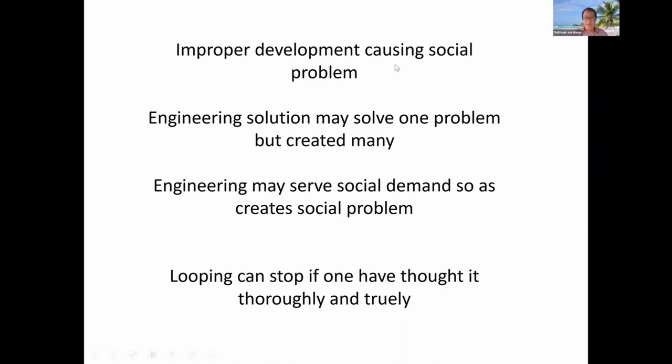Improper development causes social problems. As a civil engineer, you always need to think of this. An engineering solution may solve one problem, but create many. When you think your solution is good and you go ahead with it, you need to think that you may solve one problem, but in the future there might be some other problem resulting from what you tried to solve.